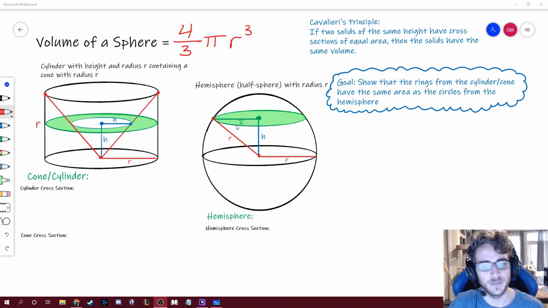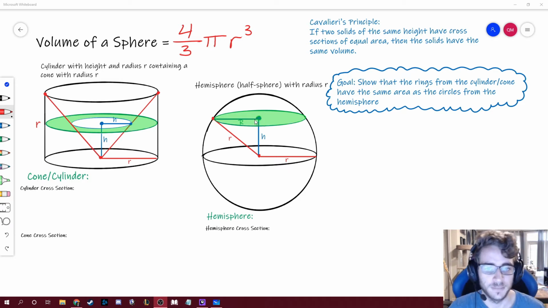If we look at the hemisphere, a hemisphere is just a half sphere. I've drawn the whole sphere, but we're only going to care about this top half of it right here. The sphere has a radius r as well. So this is r, and then the entire height of the hemisphere, if you want to call it that, would also be r. So in that sense, we've already met the condition that the two solids have the same height. The height of the hemisphere is r, the height of the cylinder is r.